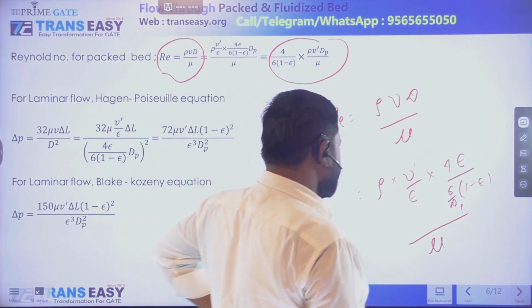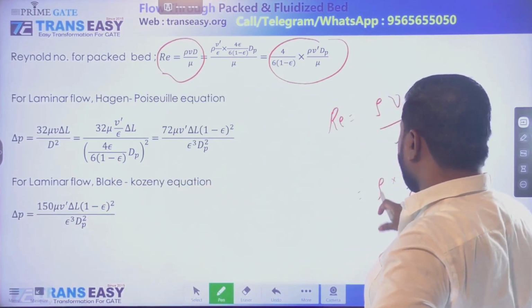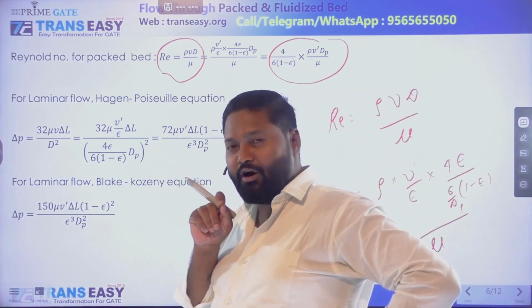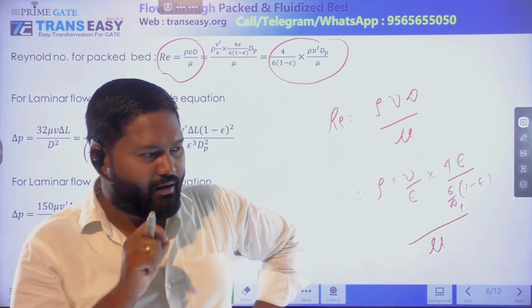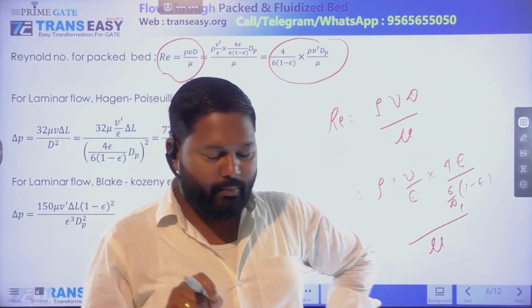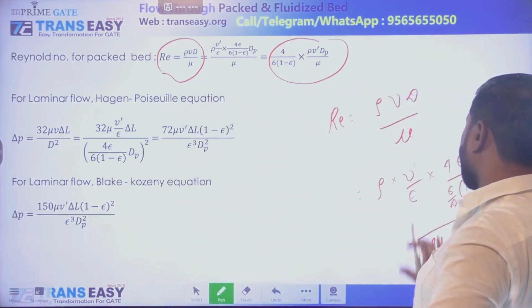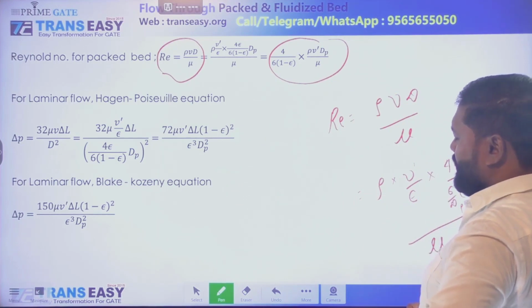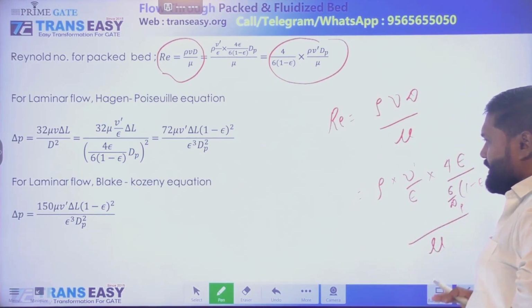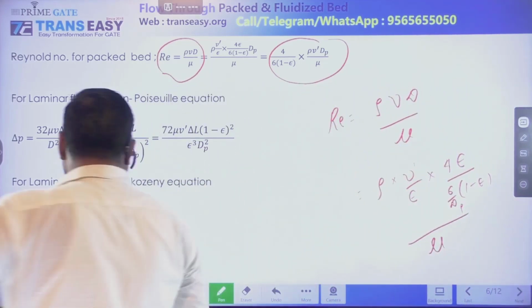Just refine your concept related to this topic. Here rho is the density of the fluid, V is the actual velocity of fluid, which is interstitial velocity because flow is taking place through wide spaces, right? And it is obtained by this relationship. And here D is the hydraulic mean diameter, and how to find hydraulic mean diameter in this topic, this is the way. And mu is the dynamic viscosity of fluid flowing through the packed bed, right?